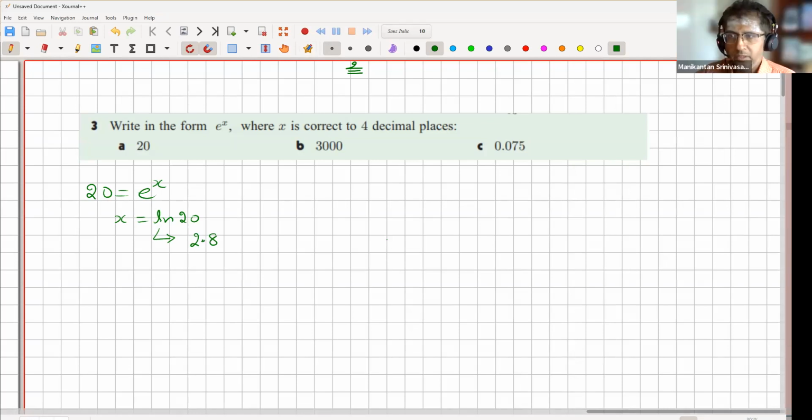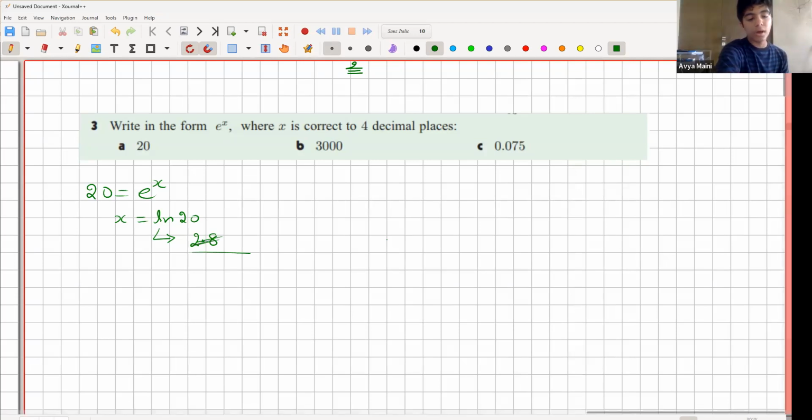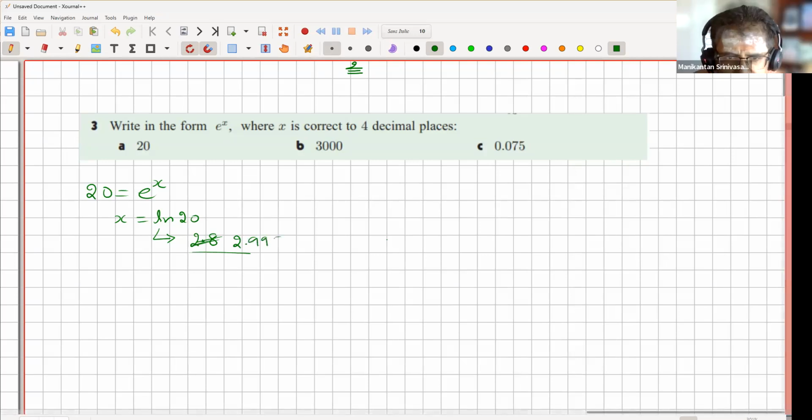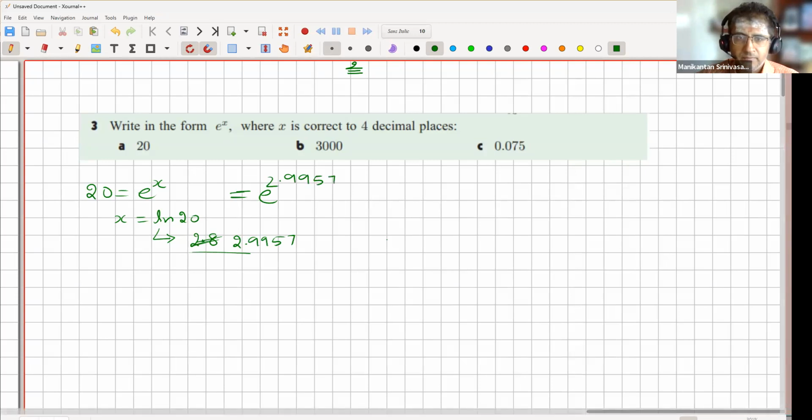Yeah. So we have to do it to 4 decimal places, right? Whatever. I'm just making up some number, right? This might not even be right, I'm just randomly guessing. How much is ln 20 on the calculator? 2.9957. Please repeat. 2.9957. Okay. So then you'll just say it is e power 2.9957. As simple as that.